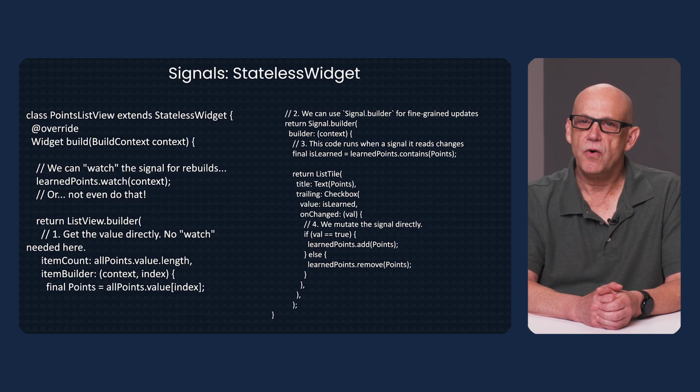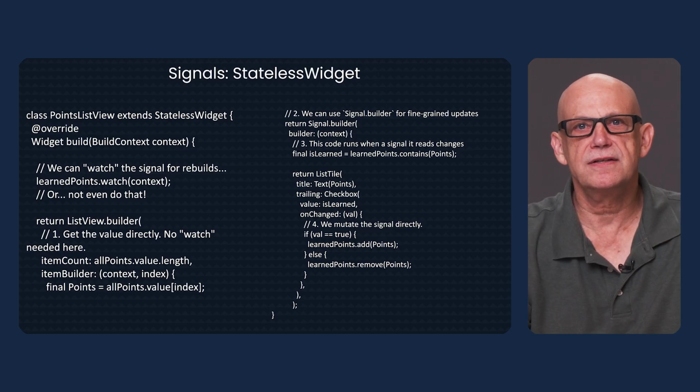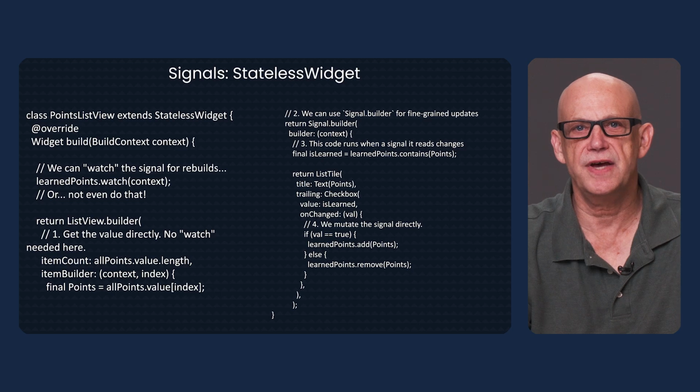If I did need the whole widget to rebuild, I could just call learnPoints.watch(context) at the top of the build method. It's similar to ref.watch. The big shift is from immutable state plus widget rebuilds, which is Riverpod, to mutable state plus fine-grained listeners, which is Signals. The business logic in Riverpod lives in the notifier, and with Signals it can live right in the widget's event handler or in a separate controller class that mutates the signals.